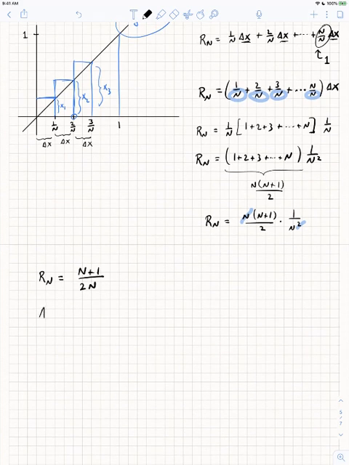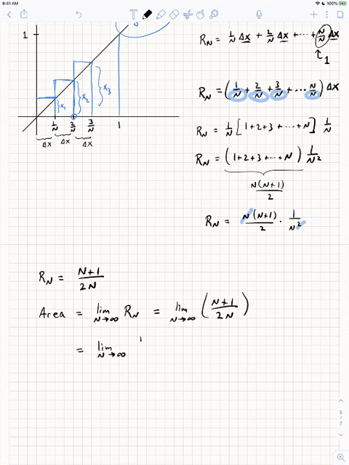And we know that the area, the actual area under the curve, is the limit as n goes to infinity of r sub n. But we actually have a formula for r sub n. The limit as n goes to infinity of n plus 1 over 2 times n. Let me just factor out that 1/2. So we have 1/2 times n plus 1 over n.